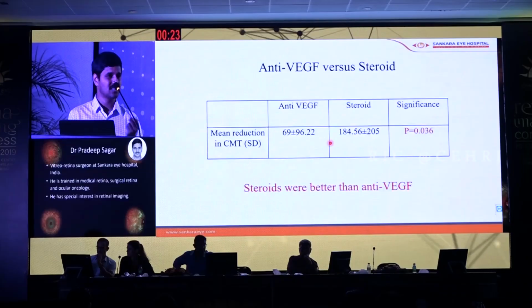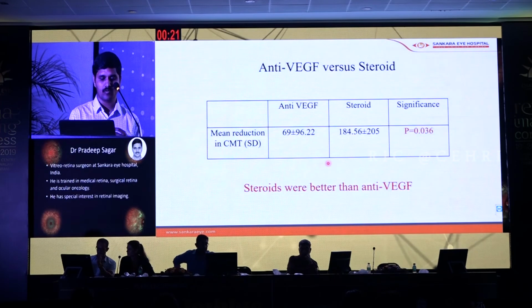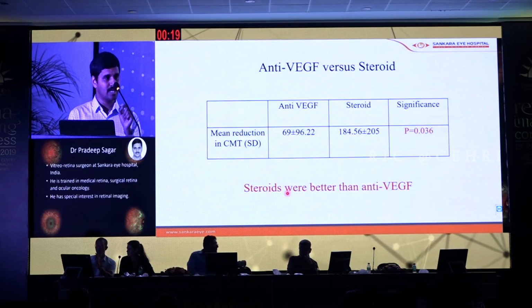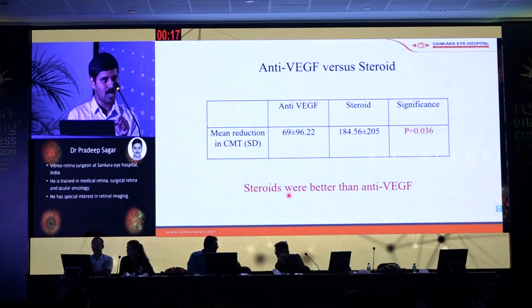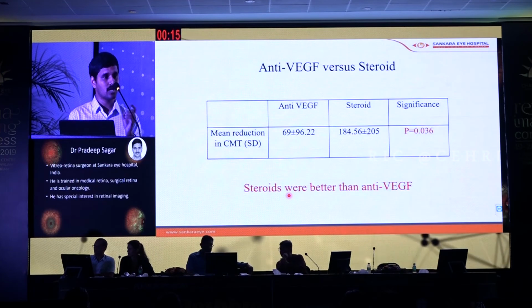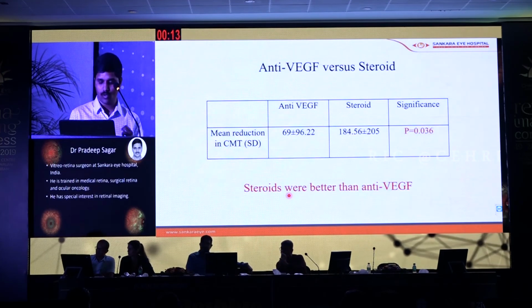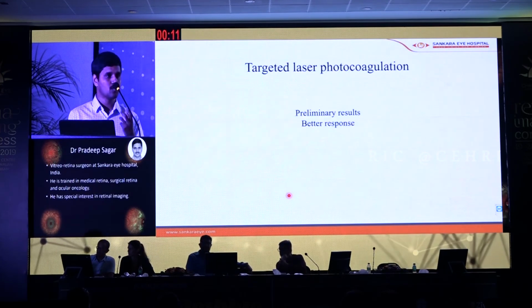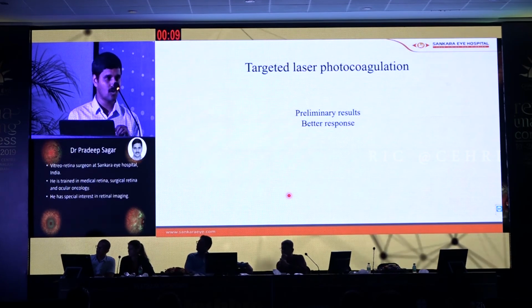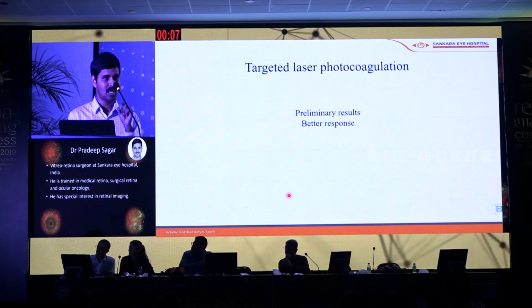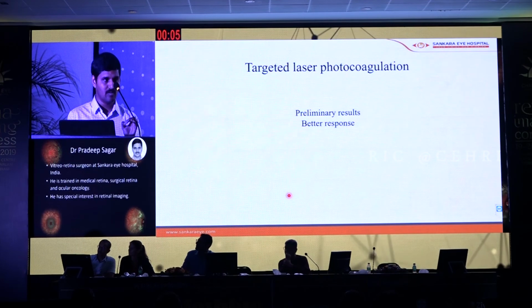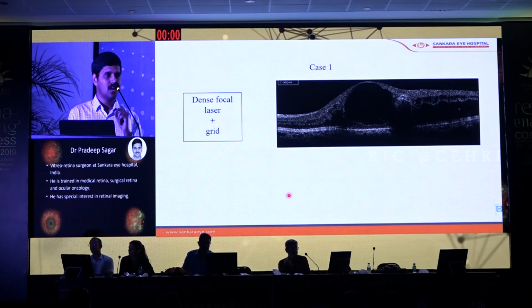So what are the other options for treatment in such cases? In a subgroup analysis of our cases, what we could see was steroids had a better reduction in CMT when compared to anti-VEGF, though it was not as good as in those cases without the RCM. And one more thing is targeted laser photocoagulation. We targeted these microaneurysms which were quite away from the fovea. We have only a preliminary result of few cases with follow-up, and it seems to be a better response.